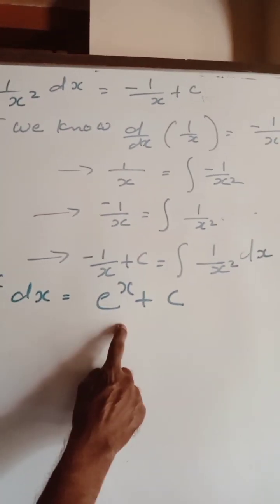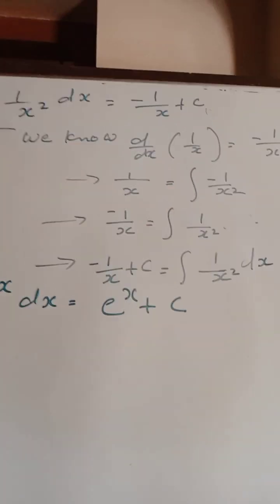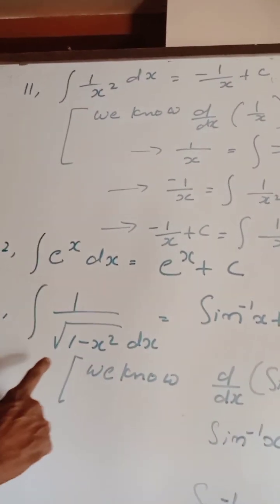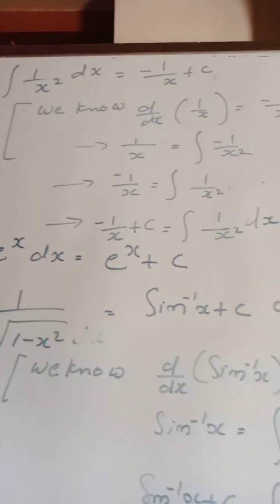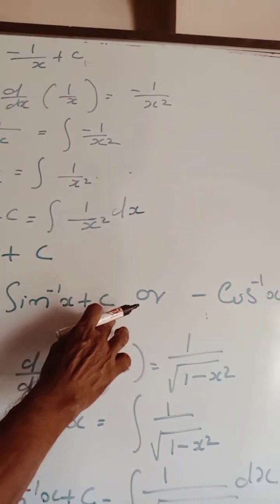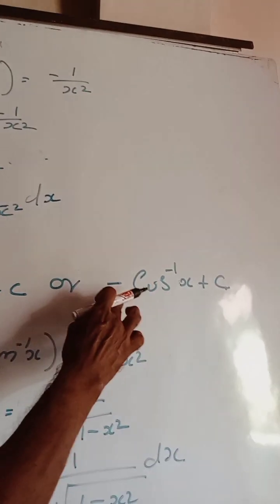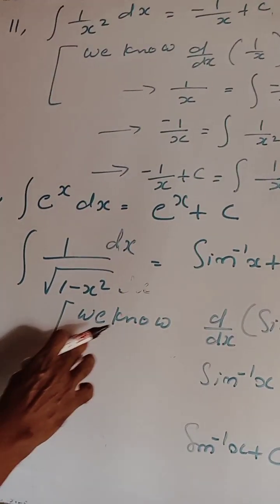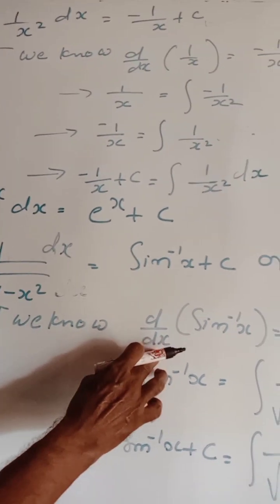12th one, integration of e raised to x dx is equal to e raised to x plus c. 13th one, integration of 1 by root of 1 minus x square dx is equal to sin inverse x plus c or minus cos inverse x plus c.